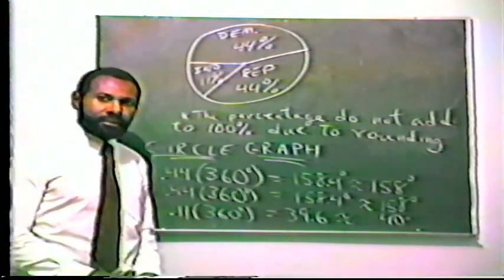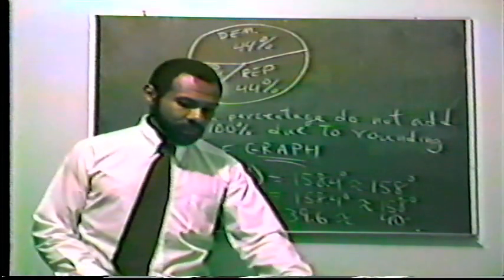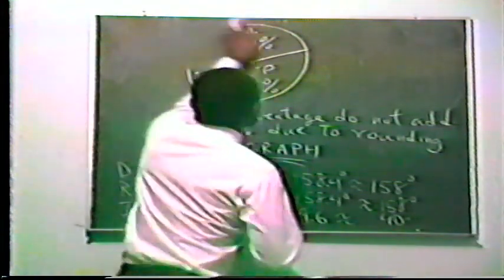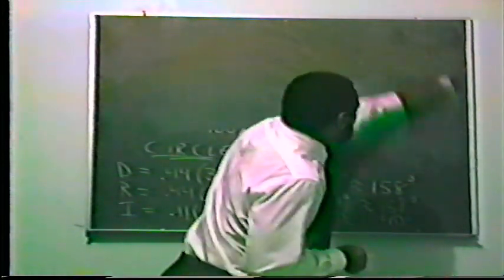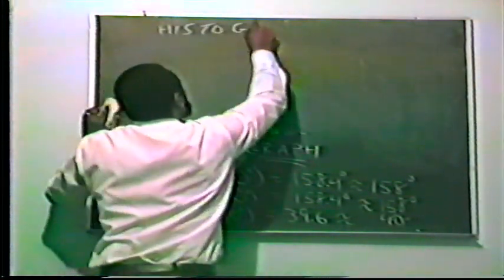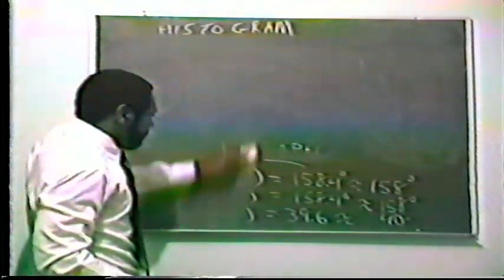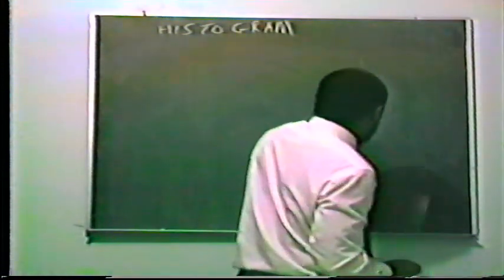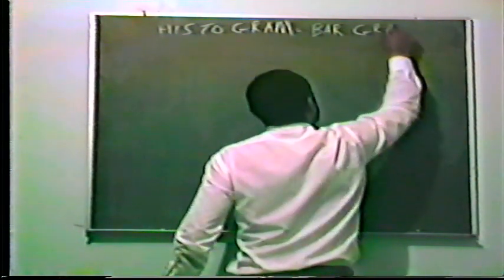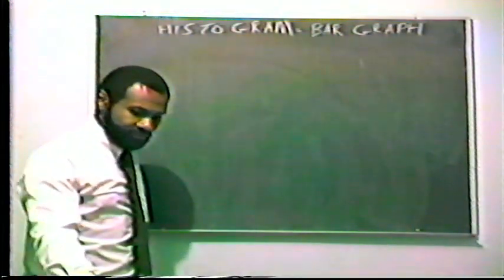Now, let's take a look at another type of picture of data. Let's take a look at what we call a histogram. A histogram is what we sometimes refer to as a bar graph. And you'll see why once we make our histogram.